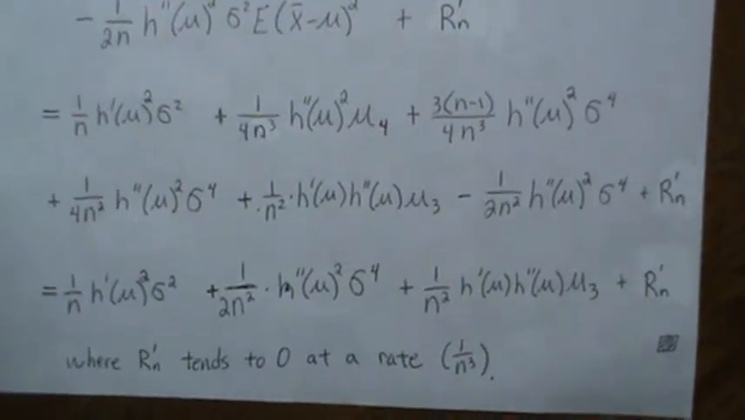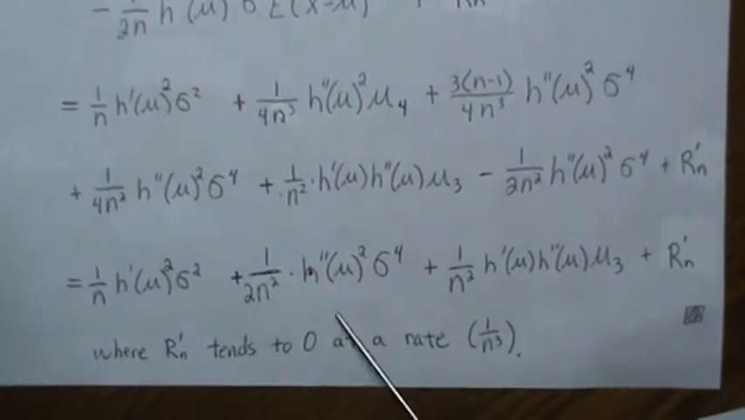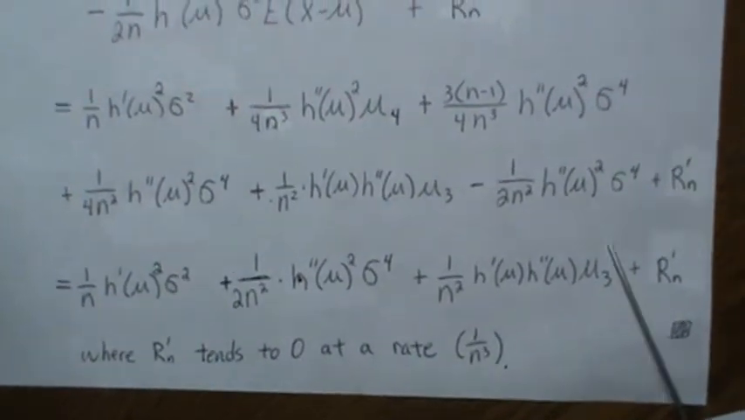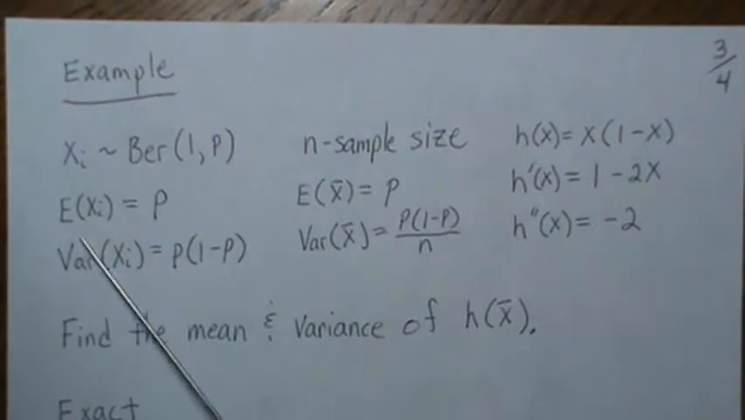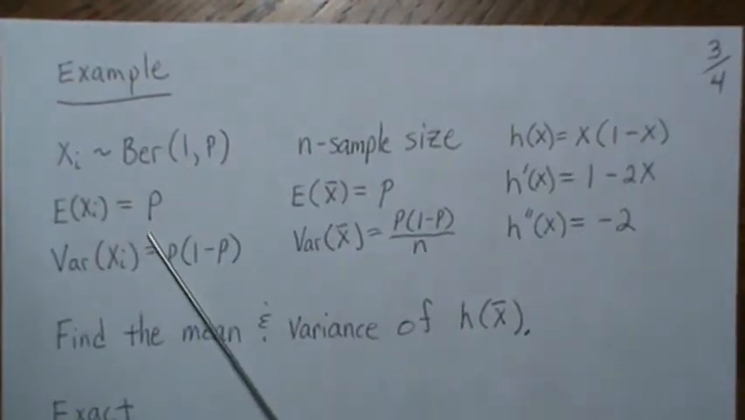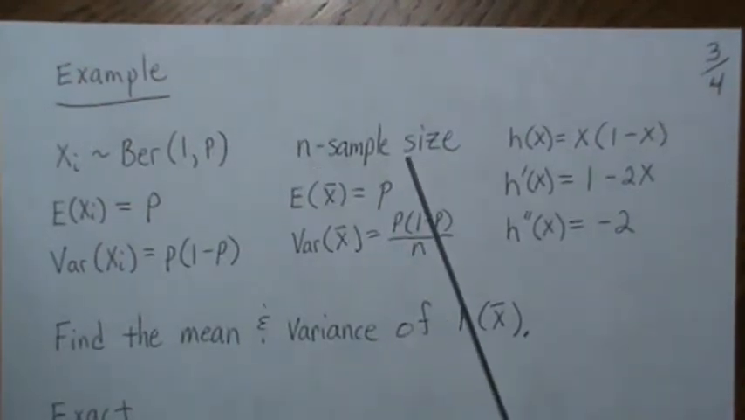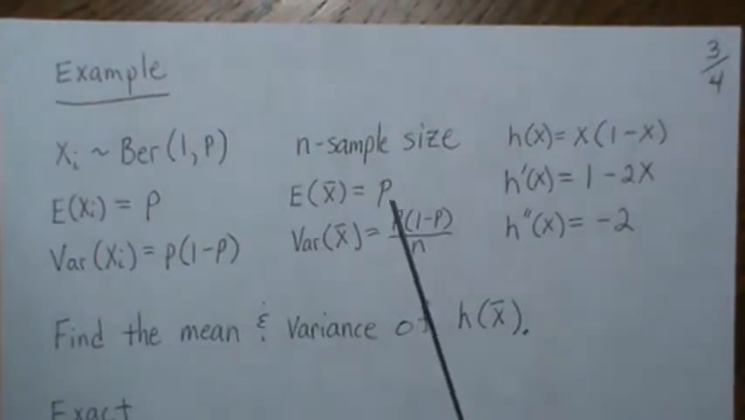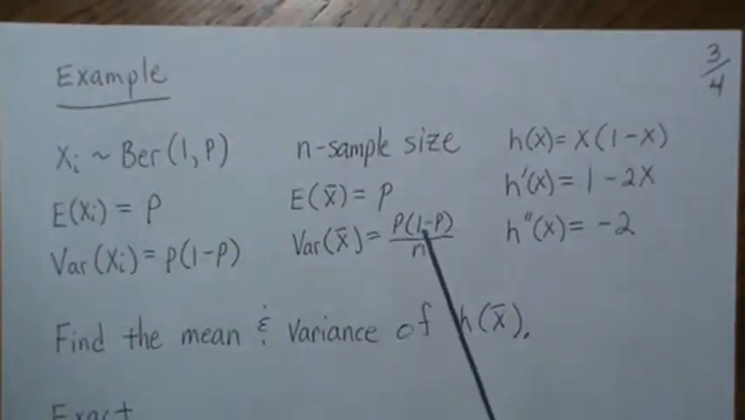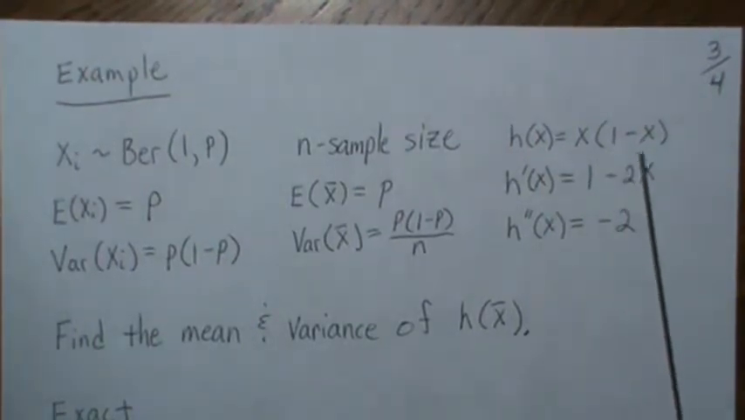Okay, so now let's look at the example. And so this is it. This is the variance, these 3 terms, and the remainder we will leave off since it's an approximation. So here the example is we let x be a Bernoulli, and the mean is p, the variance is pq, or p times 1 minus p. Let n be the sample size. The expected value of x bar is p, the variance of x bar is pq over n. Let the function be x times 1 minus x.